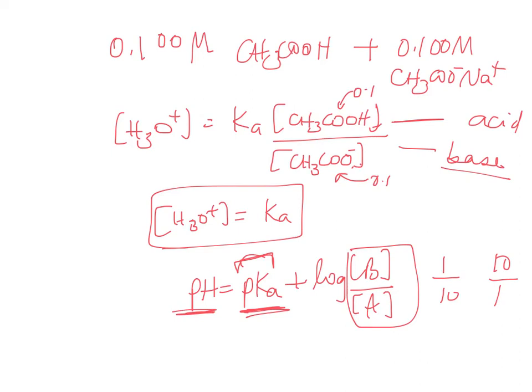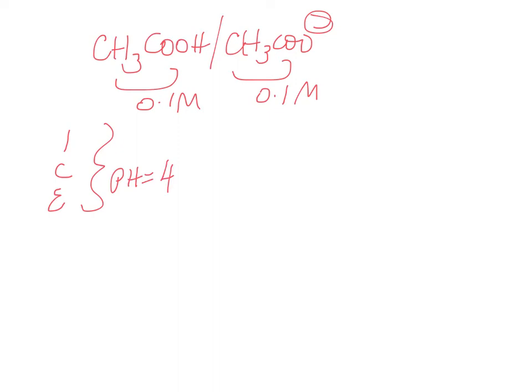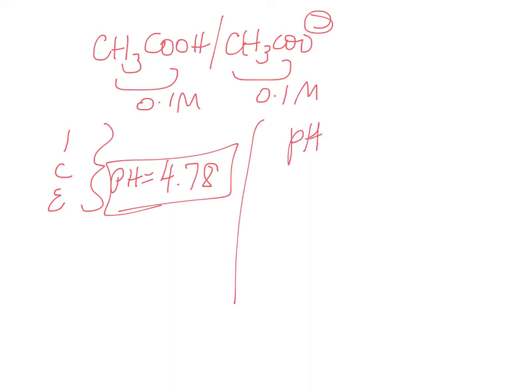Now we did a buffer earlier. We studied CH3COOH, CH3COO minus, where both of these were 0.1 molar, and we had determined mathematically using the ICE method the pH to be 4.78, I think was the pH. I want to see if we can apply the Henderson-Hasselbalch to determine the pH of this buffer.